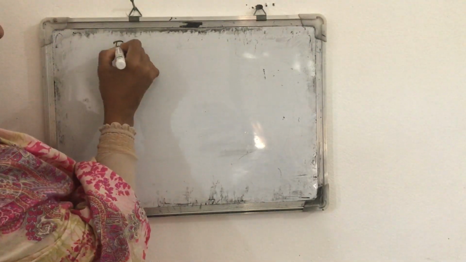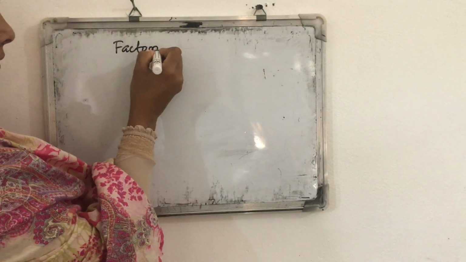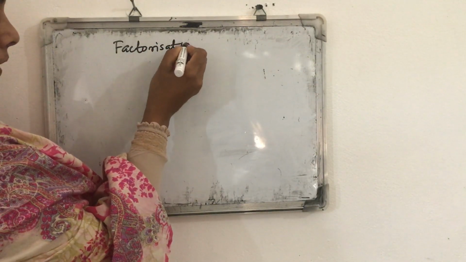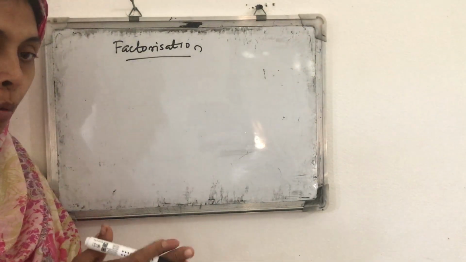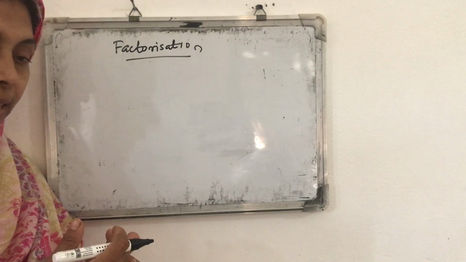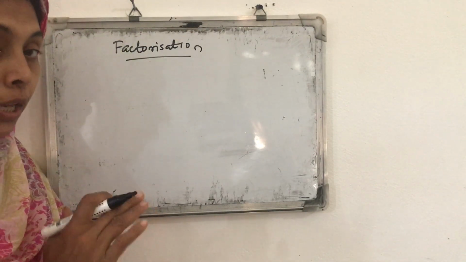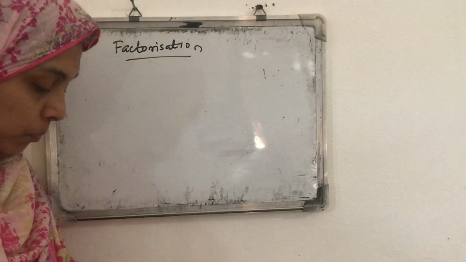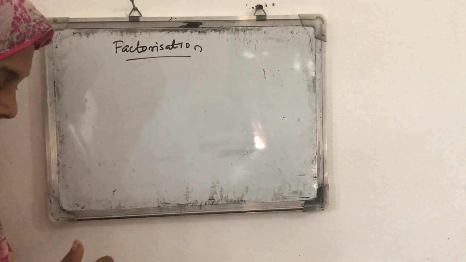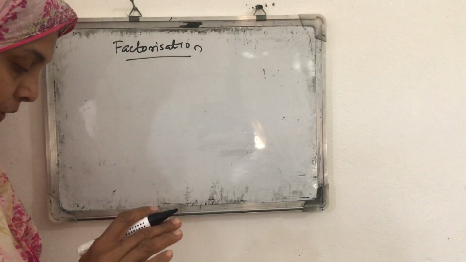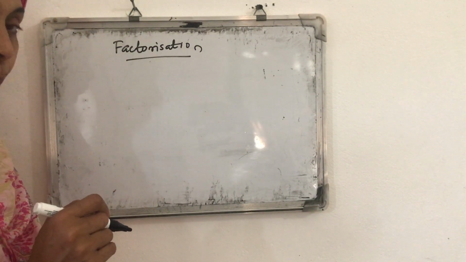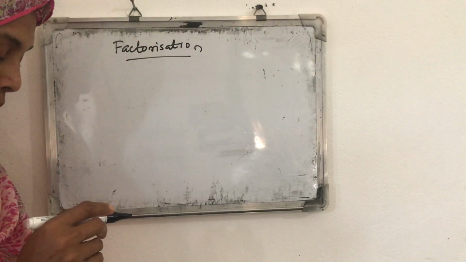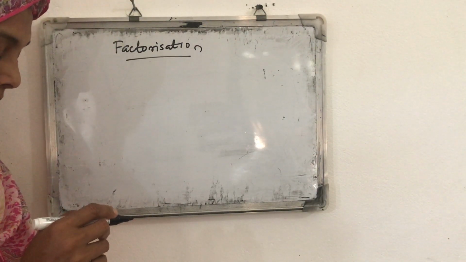Last class we discussed factorization, and we can factorize using different methods. The first method we discussed was finding common factors. The second method we discussed was regrouping. After regrouping, some problems we can discuss. Factorize the following expressions. Take question number 2 from exercise 14.1.